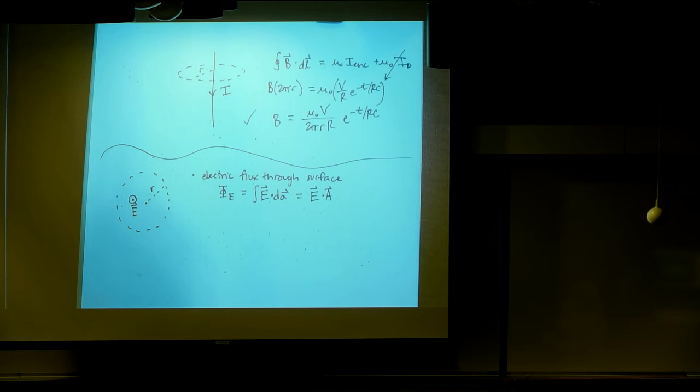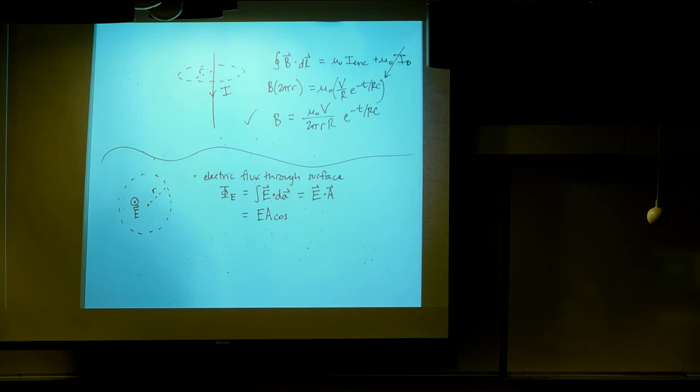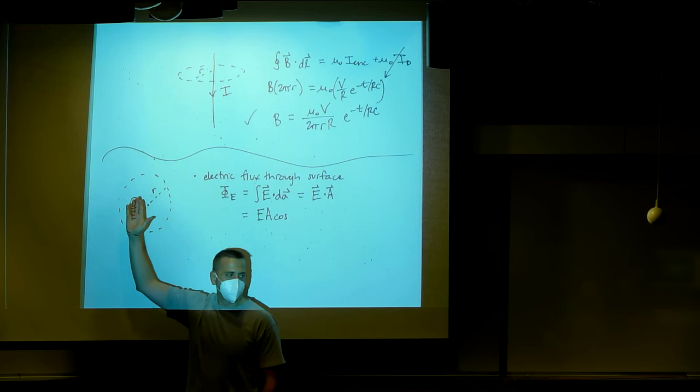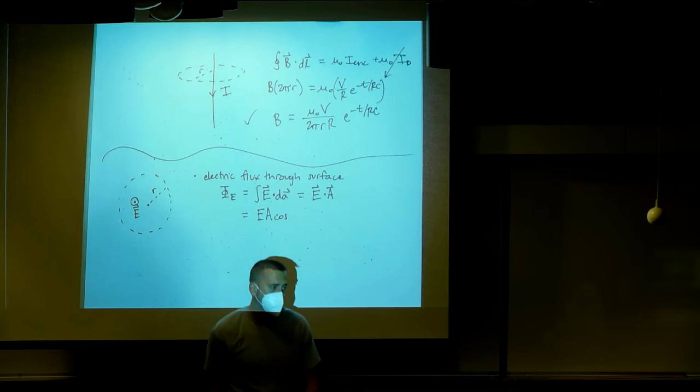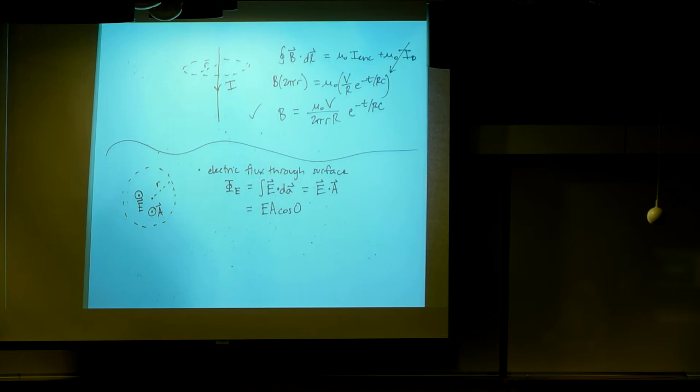So, like any other dot product, we can think of this as the magnitude E times the magnitude of A times the cosine of the angle between them. This area, the surface we're talking about, lies on the page. The area vector is always perpendicular to the surface, remember? So we can think about that A vector is also coming out of the page at us, like this, which means there's really 0 degrees between the two, okay?